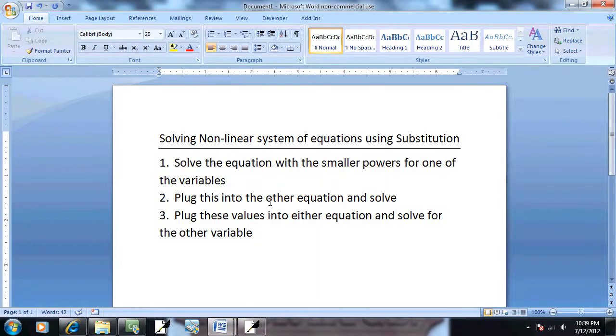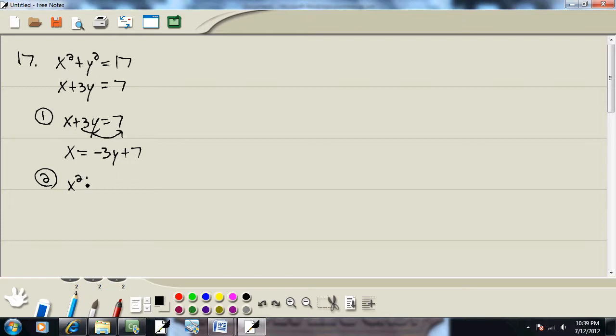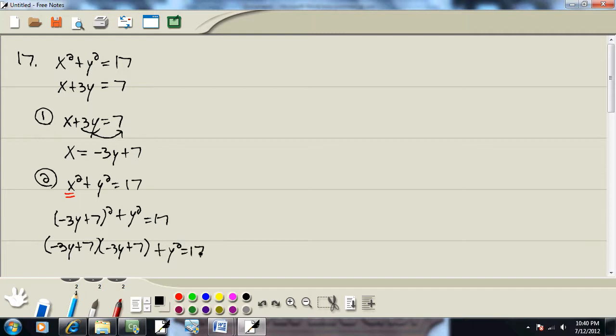Well, now plug this into the other equation and solve. Our other equation is x squared plus y squared equals 17. And we just said x is equal to negative 3y plus 7. So we're going to replace the x here with negative 3y plus 7. Everything else remains as is. And then it says then solve. Well, all we have left now is y's. So negative 3y plus 7 to the second power is negative 3y plus 7 times negative 3y plus 7, plus y squared equals 17.